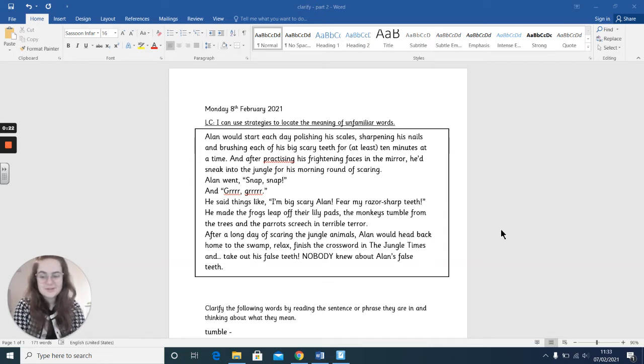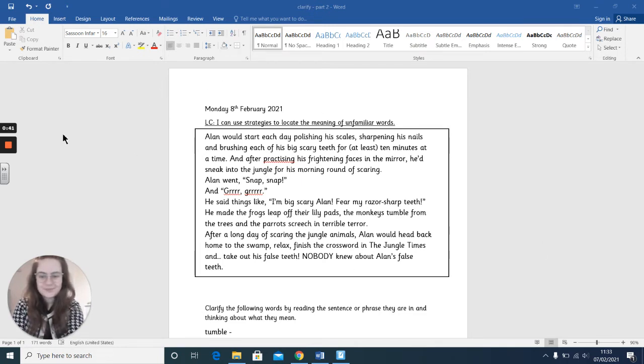Then we're going to talk about some strategies that we can use to figure out what a word means, and then we're going to have a go at doing some clarifying ourselves. I'm going to read the text for you now, and you can listen to the story as well up to Nobody Knew About Alan's False Teeth, so you can listen to it being read on the YouTube link as well if you want to.